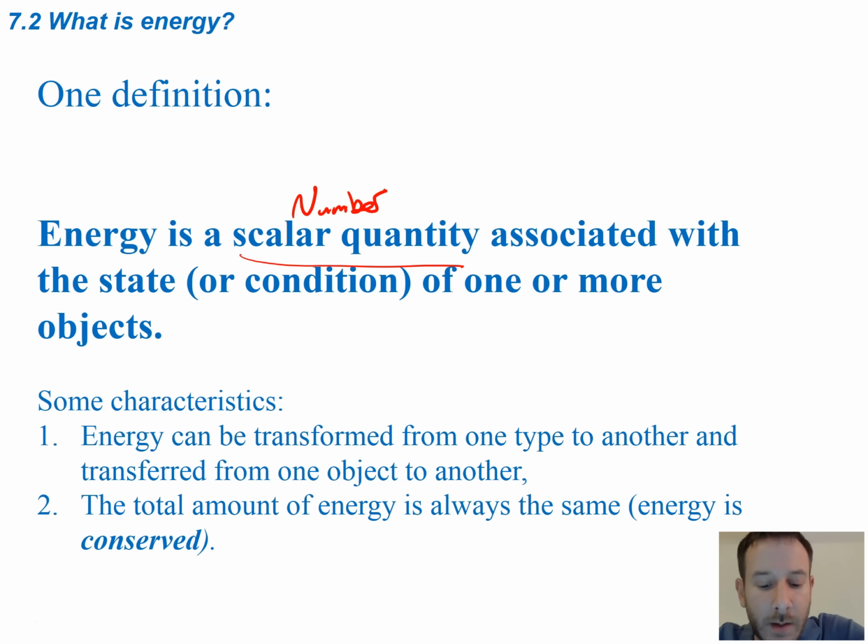Some characteristics of energy. Energy can be transformed from one type to another, and we're going to look at what some of these types of energy are. And it can be transferred from one object to another. So it can be transformed or transferred between objects. Most importantly, the total amount of energy is always going to be the same. So energy is conserved. Before an interaction, whatever the total amount of energy is, it's going to equal the total amount of energy after some kind of interaction. And again, we're going to look at that a little bit closer as we go forward.